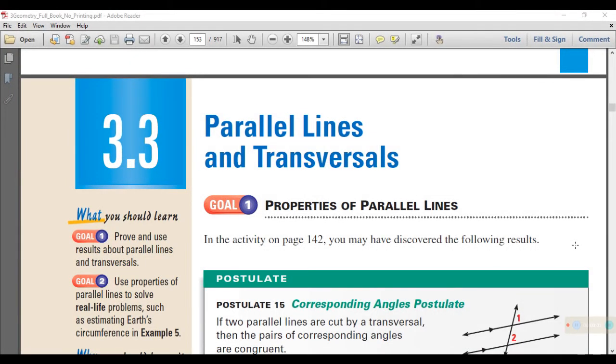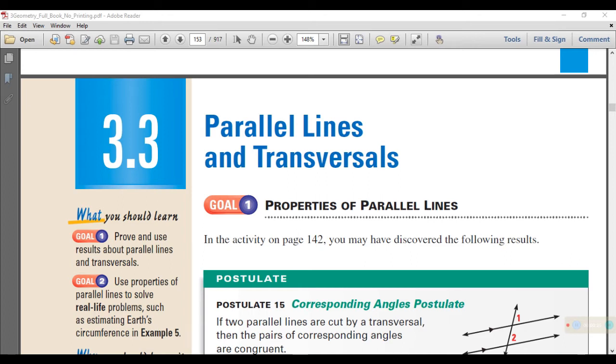This is Miss Rena. And for today's video discussion, we are going to talk about parallel lines and transversals. So our goal for this video lesson is to be acquainted with the properties of parallel lines.